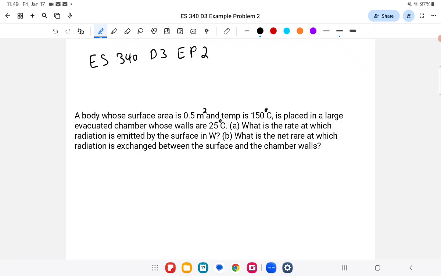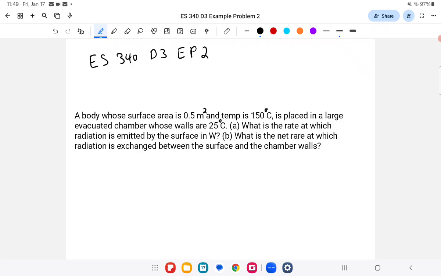A body whose surface area is 0.5 meters squared and temperature is 150 degrees Celsius is placed in a large evacuated chamber whose walls are 25 degrees Celsius. What is the rate at which radiation is emitted by the surface in watts? And what is the net rate at which radiation is exchanged between the surface and the chamber walls?